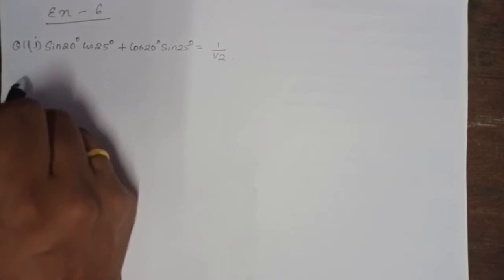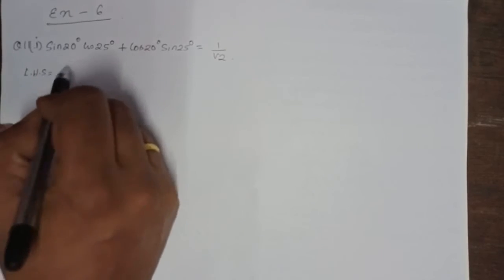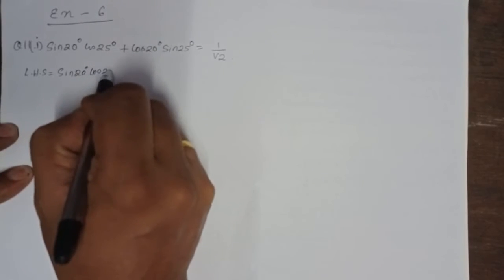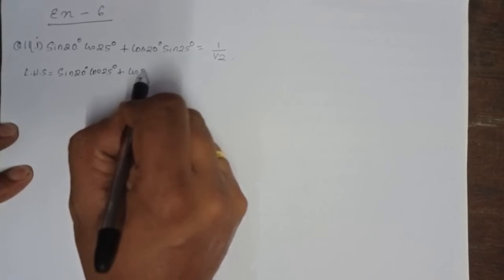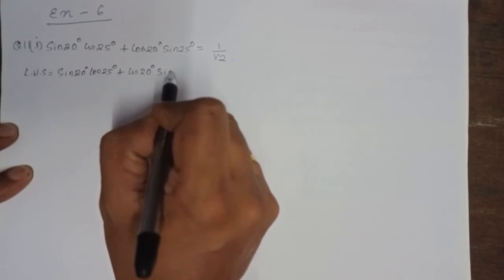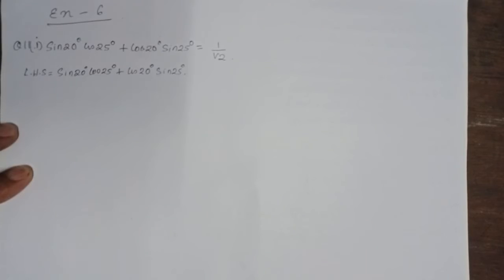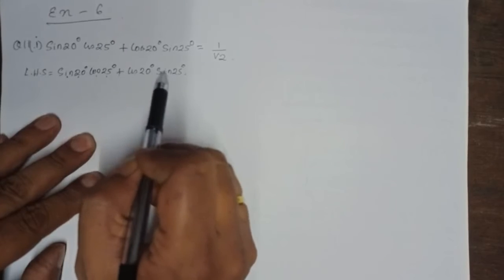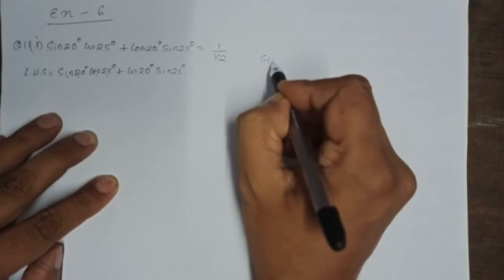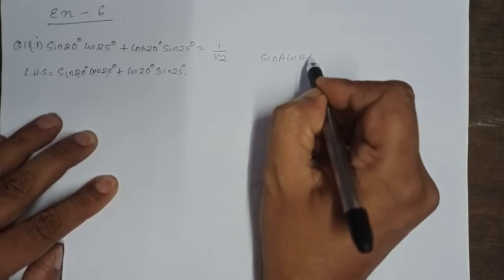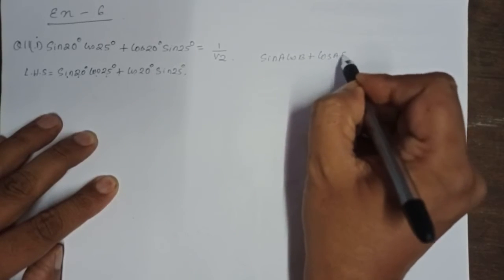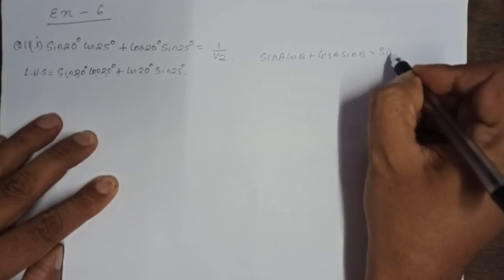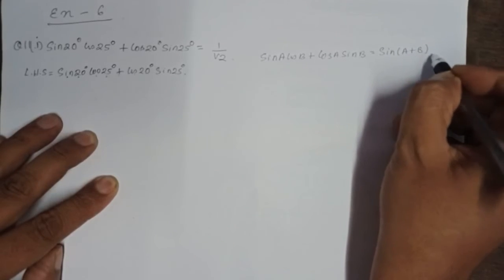Now, first of all, I'll take the left hand side, LHS. LHS is sine 20 degree cos 25 degree plus cos 20 degree sine 25 degree. Now, which form is it in? It is in the form of sine A cos B plus cos A sine B. Sine A cos B plus cos A sine B is equal to sine A plus B. It's formula number 1.